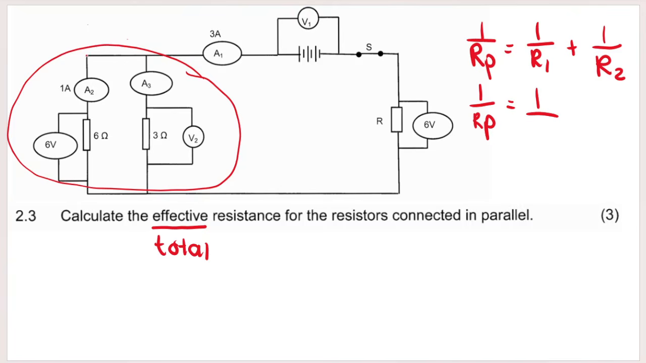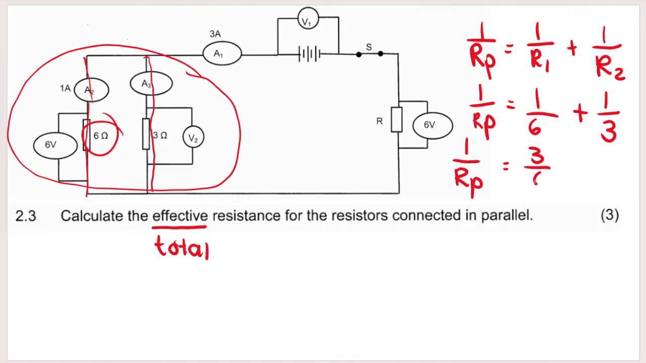R1 is all the resistors in this branch, and it's just the 6 ohm in this case. So it's 1 over 6 plus R2, all the resistors in this branch. So in this case, it's just 3 ohms, 1 over 3. Then we add those two together. Whether you get the LCDs, the common denominators, whether you use your calculator, it does not really matter. So 1 over Rp is equal to 3 over 6.